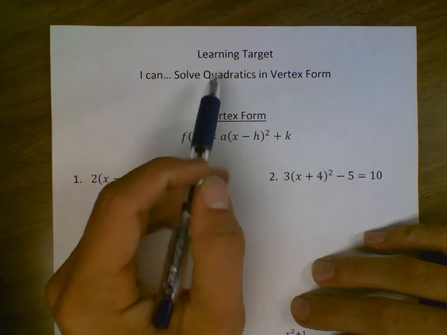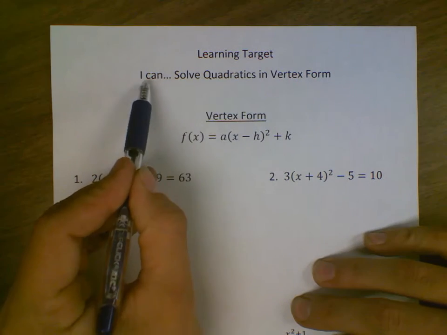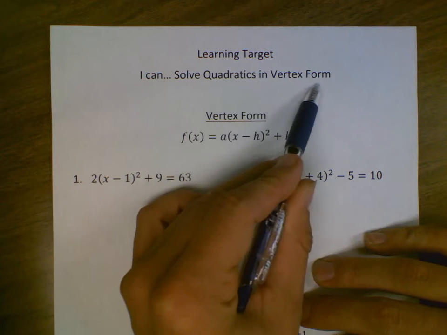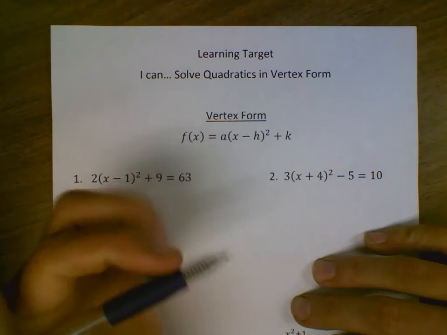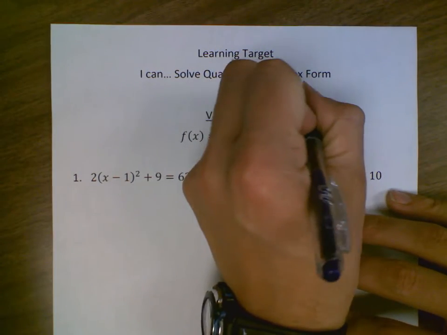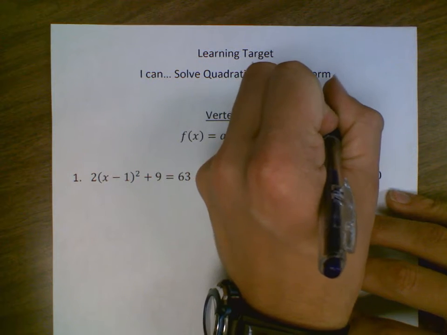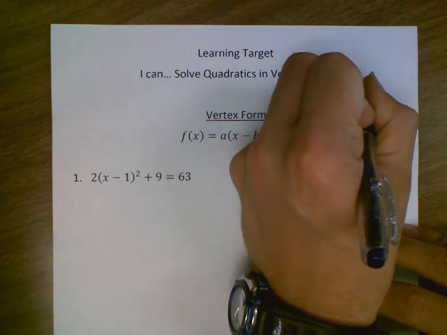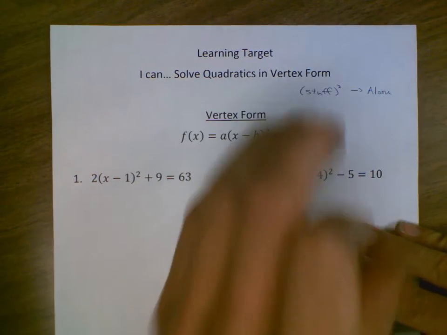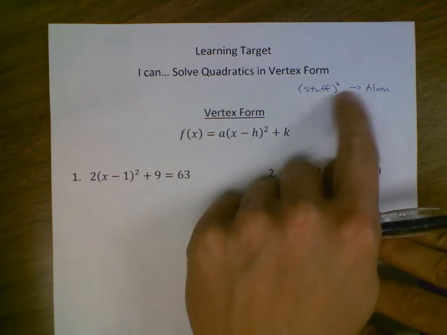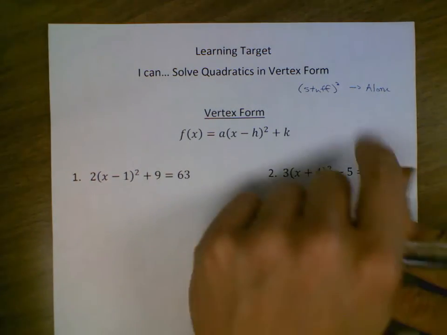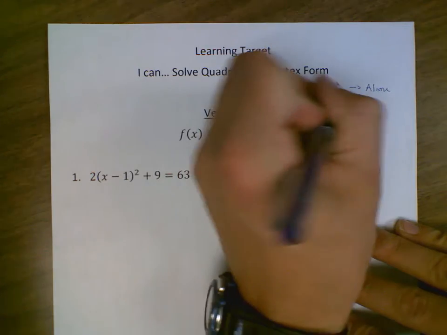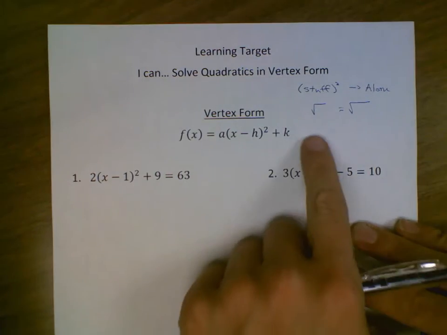In this video, the learning target I'm going to talk about is I can solve quadratics in vertex form. So when you solve a quadratic in vertex form, you're going to get whatever stuff is being squared alone. Okay, that's kind of the first step. Take whatever's being squared in the equation and get that alone. And once you get that alone, you're going to take the square root of both sides of the equation.